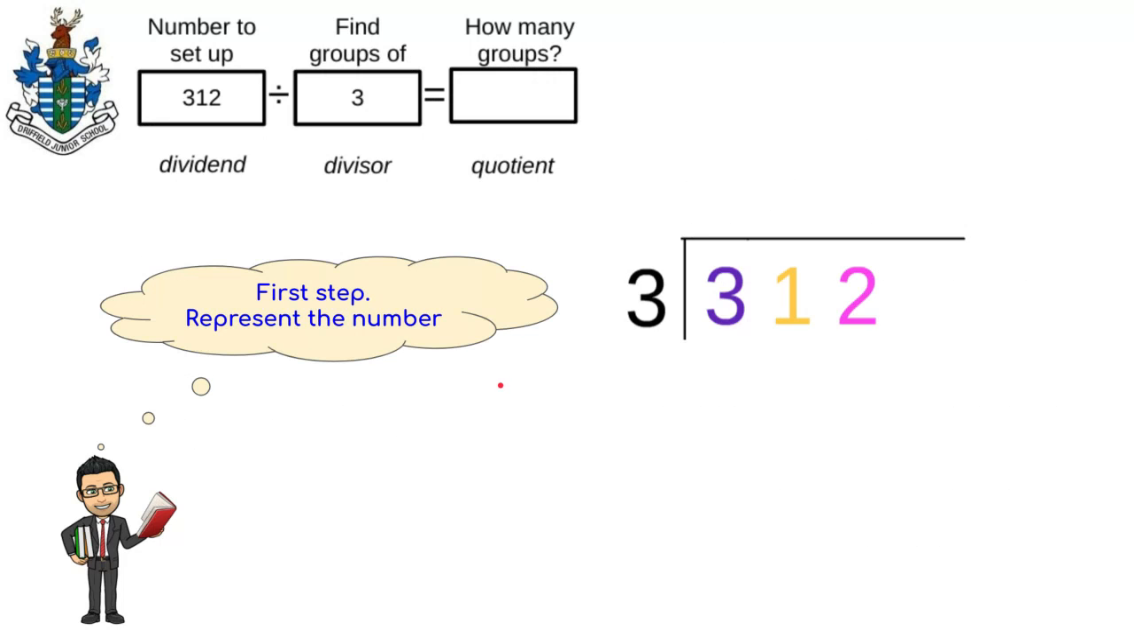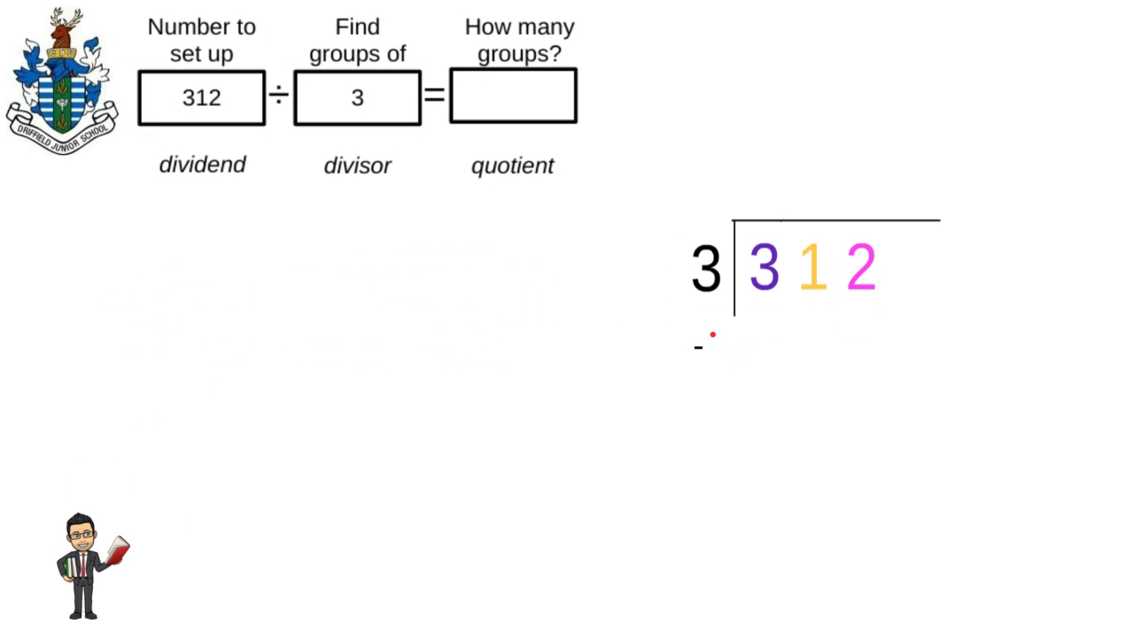So our first step is that we set it up. We've got our dividend of 312 here. We put our divisor outside. So we've got 3 hundreds, 1 ten, and 2 ones. Altogether we get 312. Obviously we can represent using 3 numerals rather than lots and lots of different counters or huge amounts of base 10. So we've got 312 divided by 3.